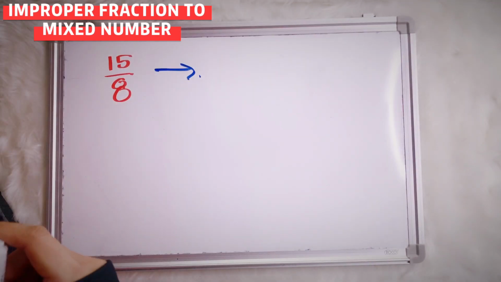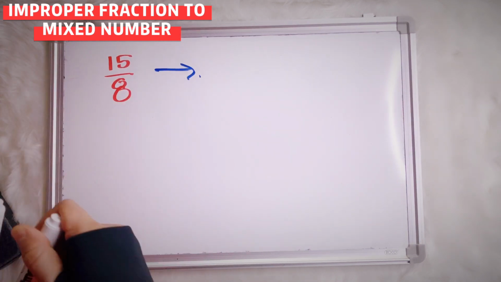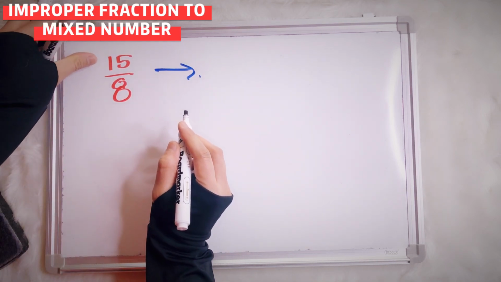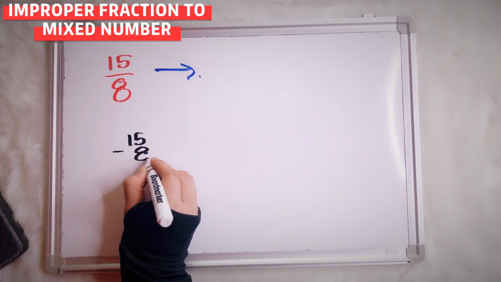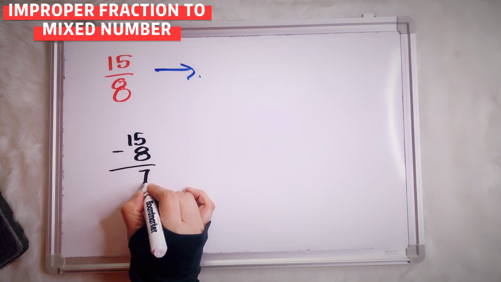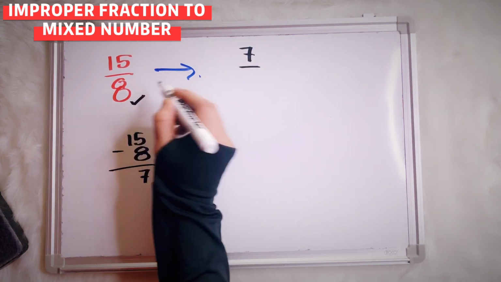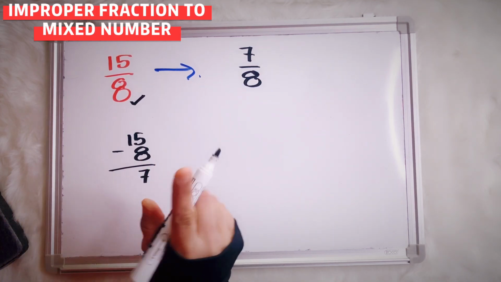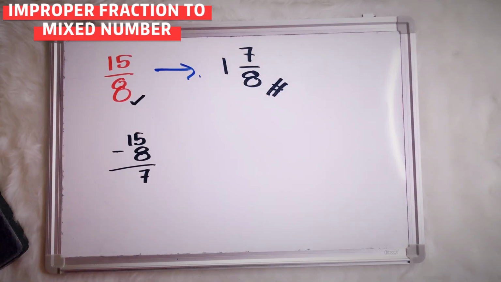Now, you see here at the denominator, number 8, right? So, you just minus the numerator with the denominator first. So 15 minus 8, 7, right? So you put 7 over, copy back number 8. How many times you minus? Only 1, right? So, 1, 7 over 8. Okay, one more.